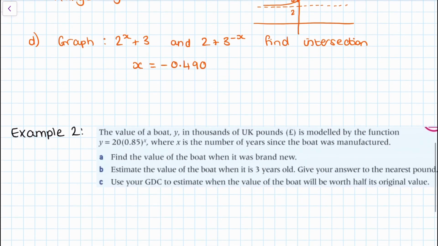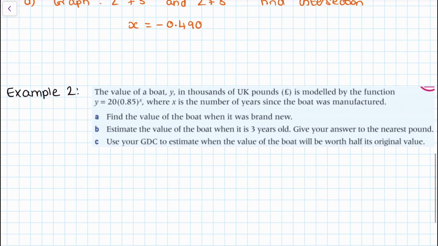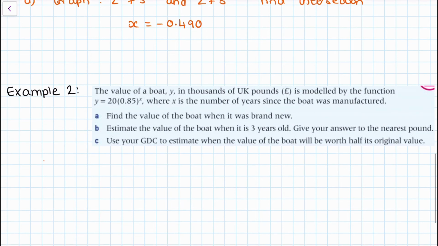Example 2. The value of a boat y in thousands of UK pounds is modelled by the function y equals 20 multiplied by 0.85 to the power of x, where x is the number of years since the boat was manufactured. Find the value of the boat when it was brand new. So when something's brand new, it means our time would be 0. It's at the start when we've just bought it, no time has passed. So y equals 20 multiplied by 0.85 to the power of 0, which would just be 20 times 1, so y would equal 20. Now it says find the value of the boat. We know our y is in thousands, therefore it would actually be £20,000.